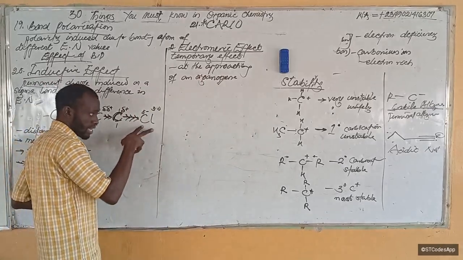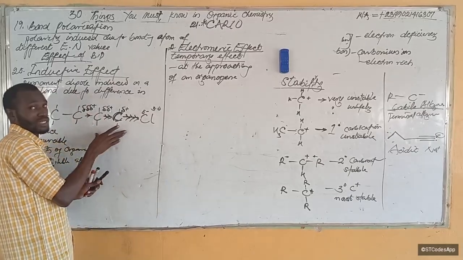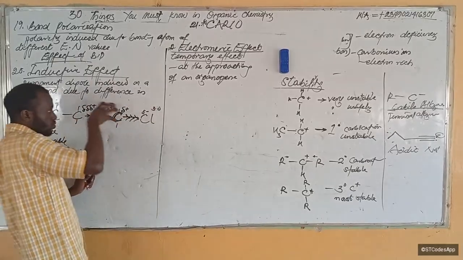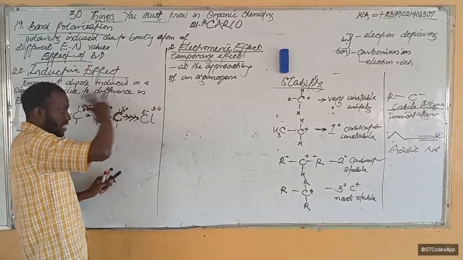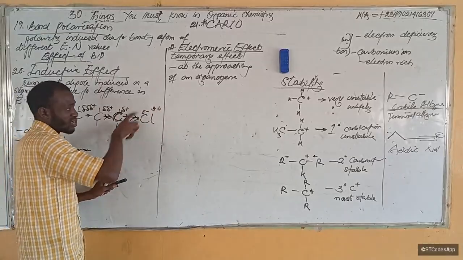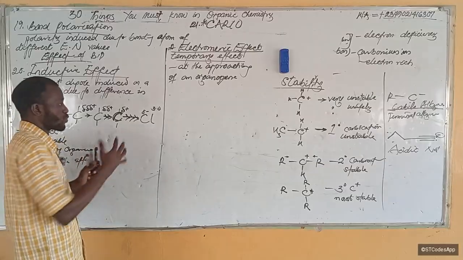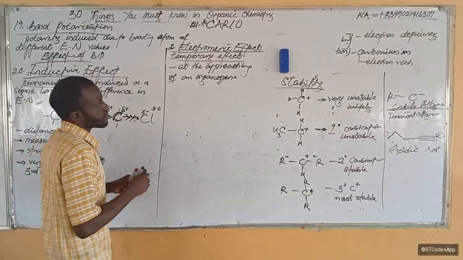So for example, this is an organogen here because it has already reacted with this guy. It's the one that is causing whatever effect we are talking about here to happen. Because of that, we call it an organogen. It's a special group on that chain.